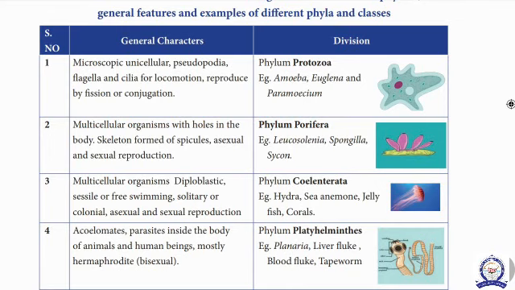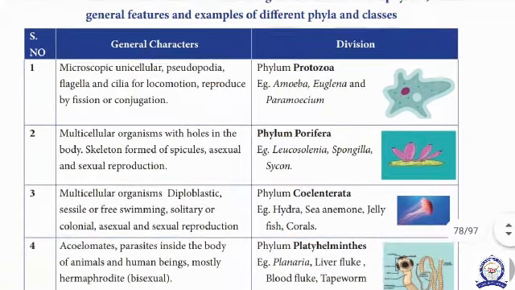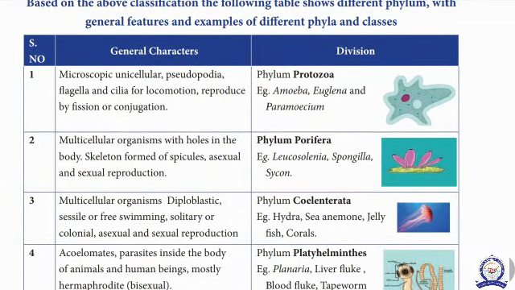Now we are going to see the topic invertebrata. Invertebrata do not have a backbone. This phylum is divided into 9 main divisions. The first phylum is phylum Protozoa. This group of organisms are all unicellular organisms. Examples: amoeba, euglena and paramecium.